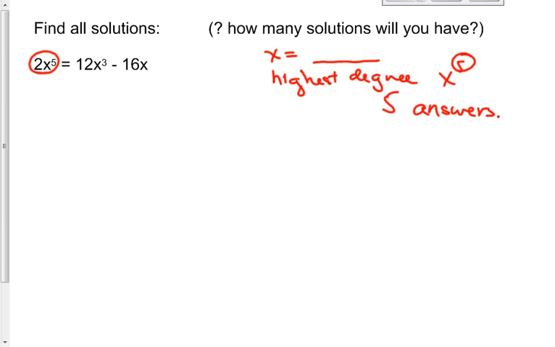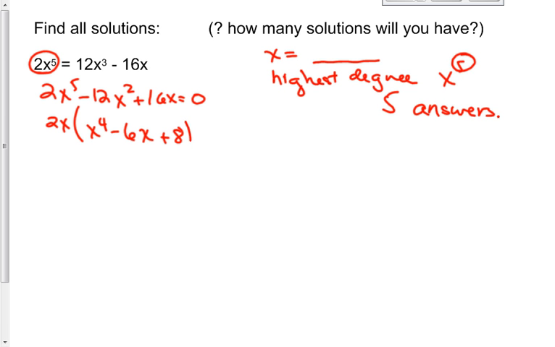All right, finding solutions. First off, we need to make sure everything is all on the same side. Doesn't do us any good unless this is set equal to 0. Now think about factoring out anything that you've got in common. You've got an x and you've got a 2 all the way across, so that has to come out. X to the fourth minus 6x plus 8 equals 0. Inside your quantity, x to the fourth minus 6x plus 8. How are you going to factor that?